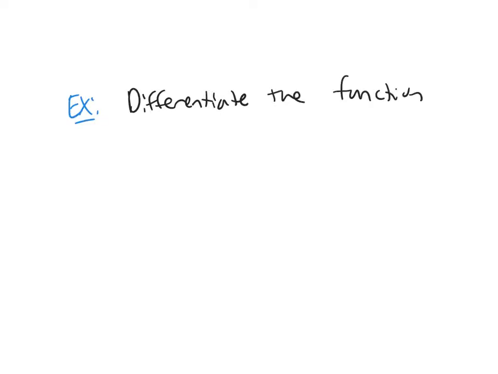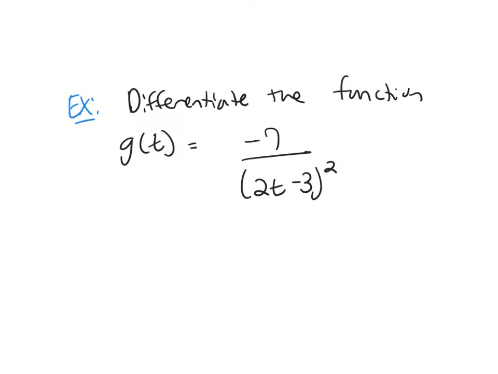Let's do some more chain rule problems. So let's look at the following example. I want you to differentiate the function g of t equals -7 over (2t minus 3) squared.